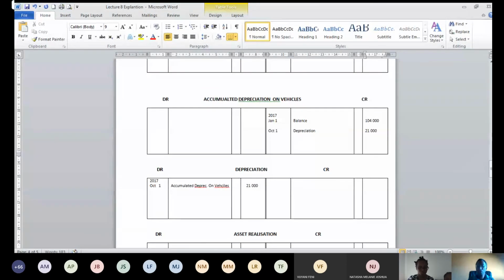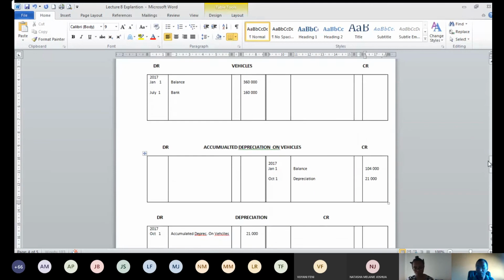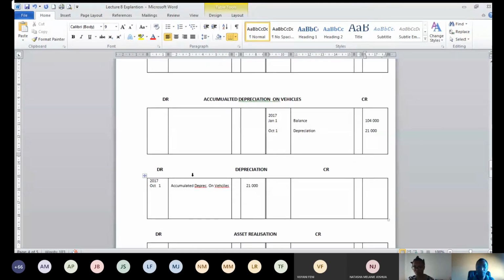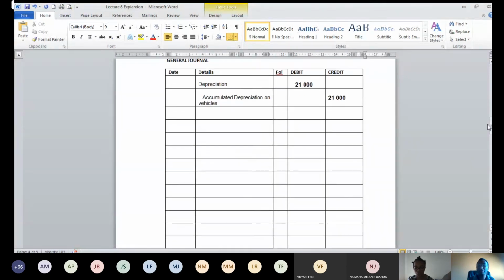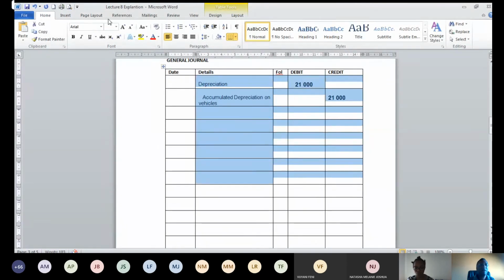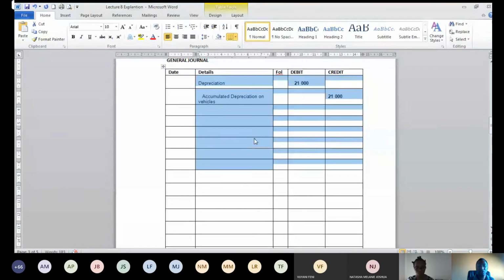Okay, guys, that is to account now for step number 1. And step number 1 is where you must record the additional depreciation by debiting depreciation. Your depreciation account must have a debit entry, and your accumulated depreciation on vehicles account must have a credit entry, and that is to account for the additional depreciation. When I speak about the additional depreciation, I'm referring to the depreciation from the beginning of the financial year up until the date of the asset realization. That is my additional depreciation.